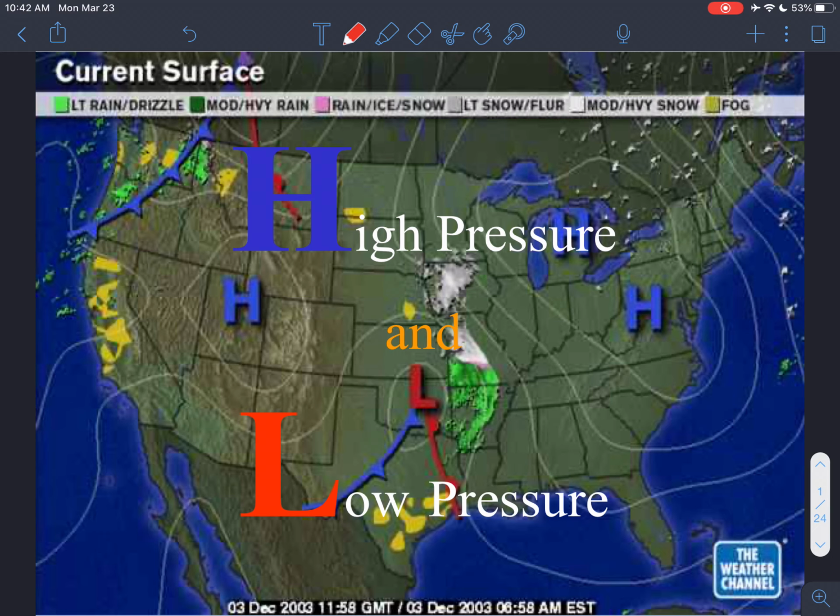So often when you watch the Weather Channel, you'll notice the meteorologist will either be standing in front of a map of the United States or possibly just the region where you live. And on those maps you'll see a capital H or a capital L depending on the type of air pressure in that area. The capital H is always going to be in blue, and L is always going to be in red.